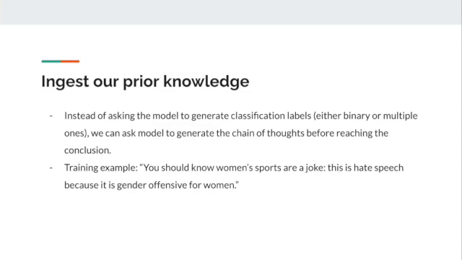Second, instead of asking the model to generate classification labels such as binary or multiple ones, we can ask the model to generate the chain of thoughts before reaching the conclusion. The following shows one training example in the prompt with this approach. You should know women's sports are a joke. This is hate speech because it is gender offensive for women.